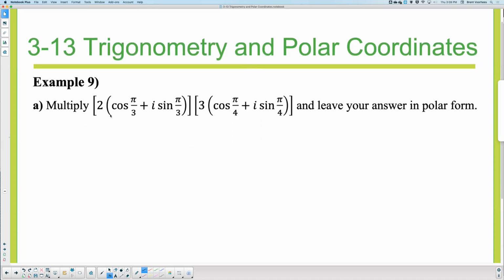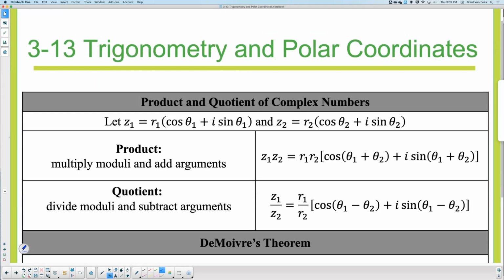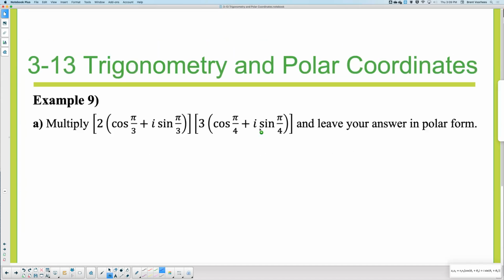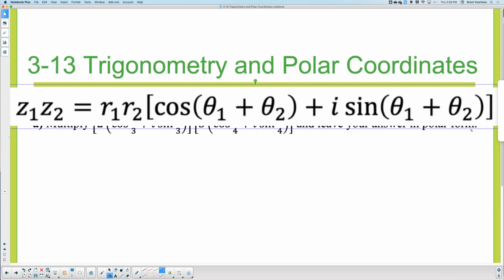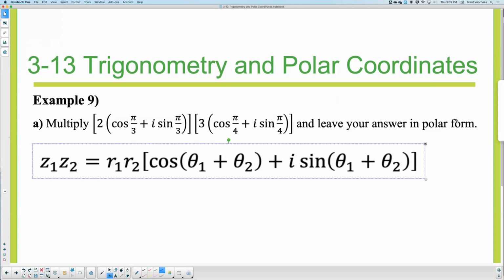So first it says multiply these two complex numbers and leave your answer in polar form. Now, these are in polar form as they are. So if we multiply, the formula is, let me just paste it up here. I think it'll be quicker. To multiply, you're going to take this formula here. And this will help you know what I'm doing, so it doesn't seem like I'm pulling numbers out of nowhere. So that's the formula we're going to be using here.